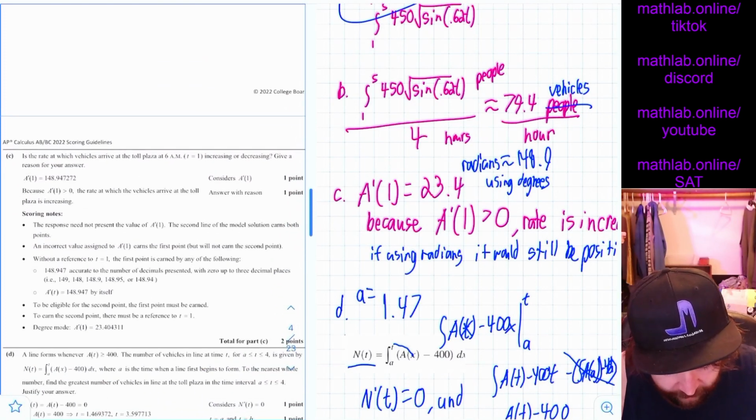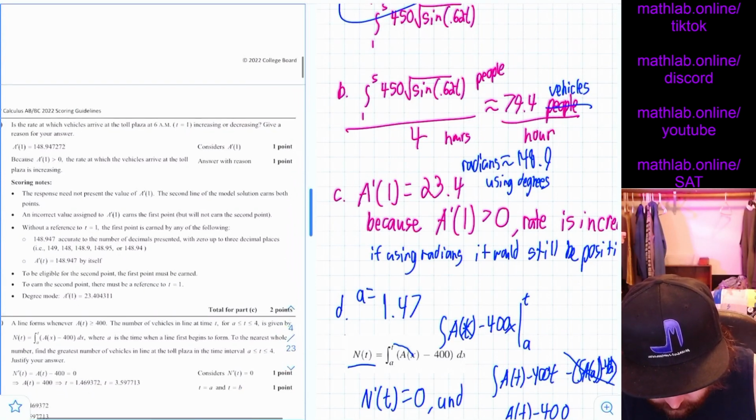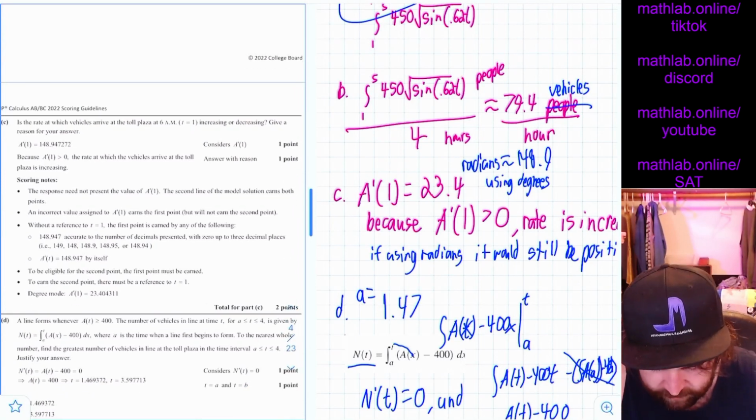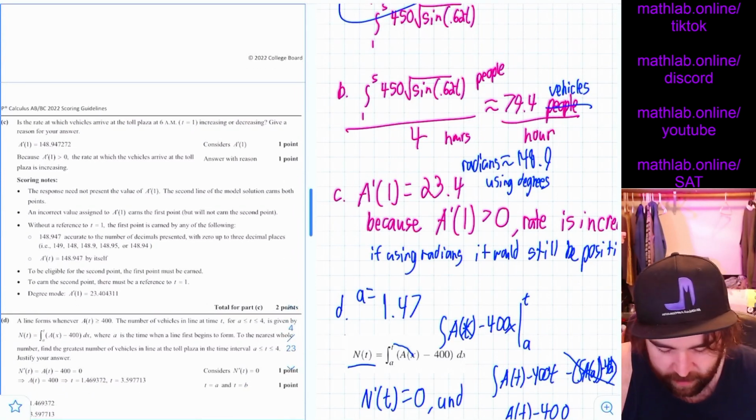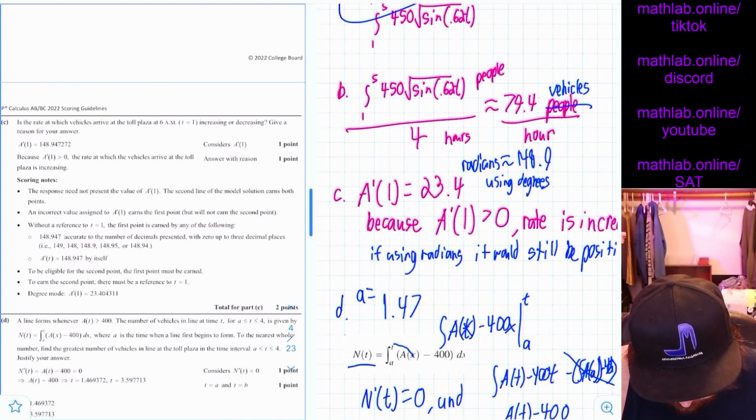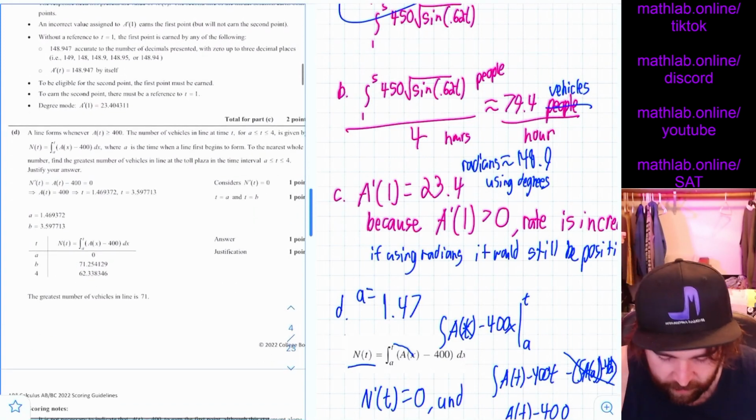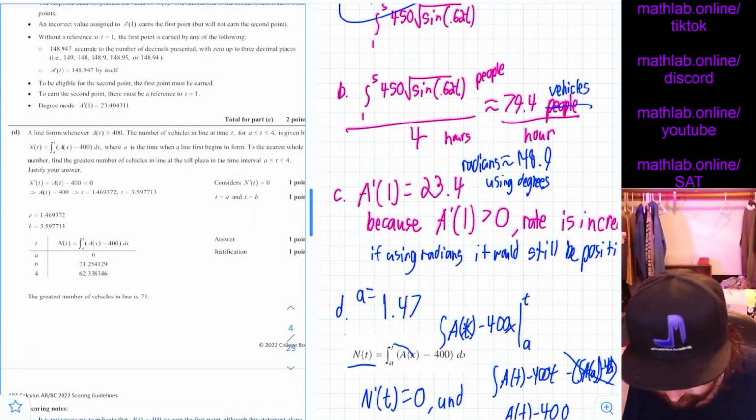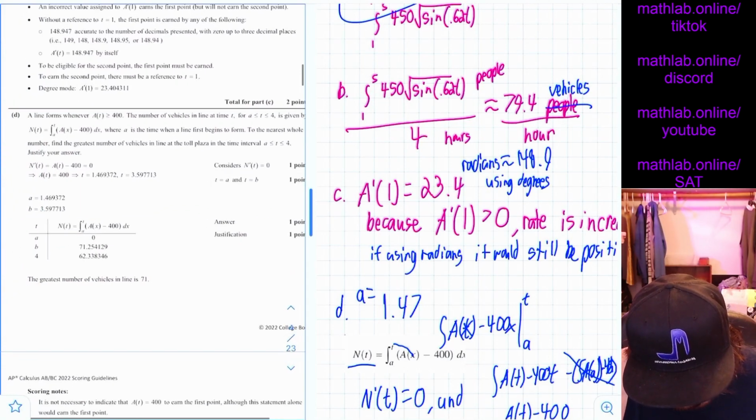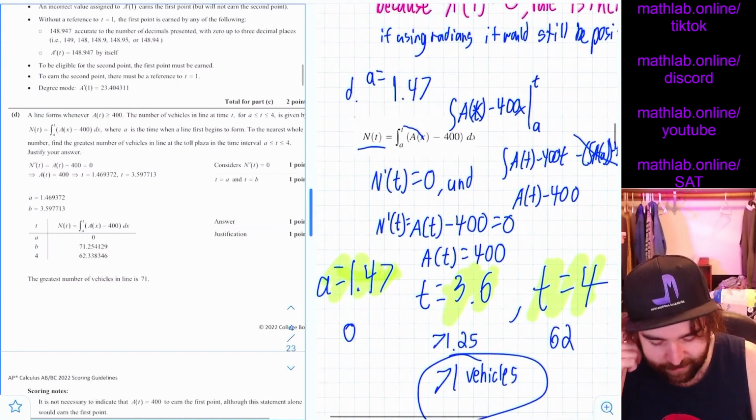So we got A prime considers A prime of 1. Answer with reason, because A prime of 1 is positive. Degree mode, you get all the points because of what I said. In radians or degrees, it would still be positive, and that's all that matters. Got it. A line forms, yada yada. So what was my answer? Did I get the answer right? 71. Oh, I said 70. No, I did say 71. Nice. So I got the answer right.